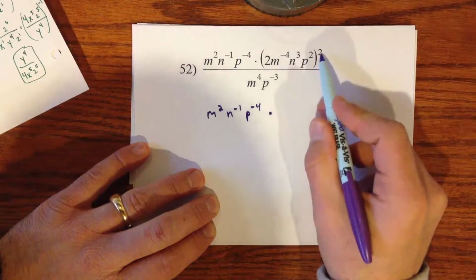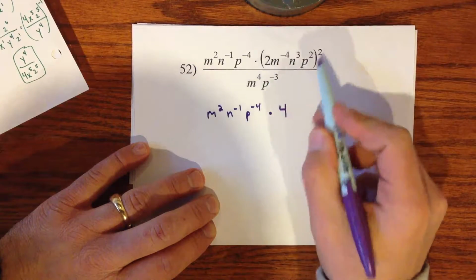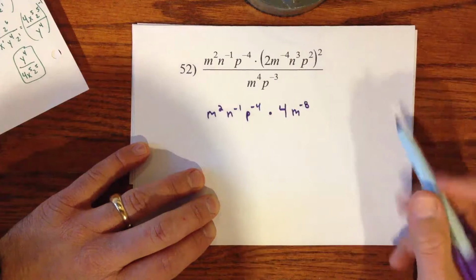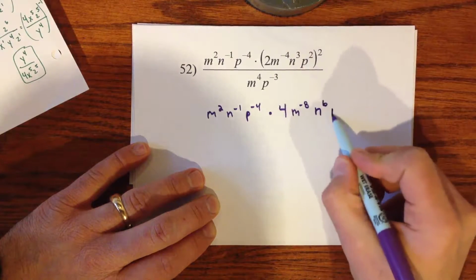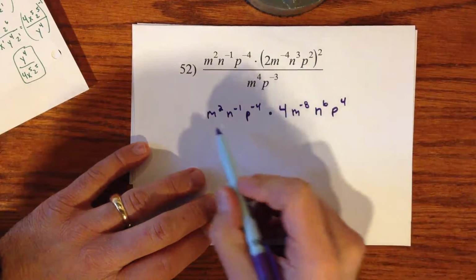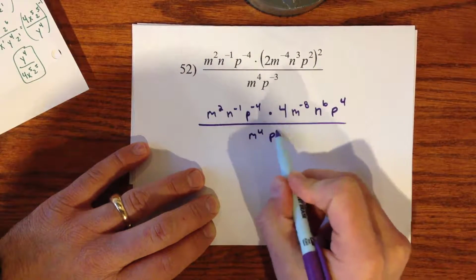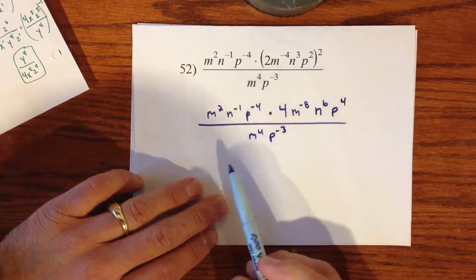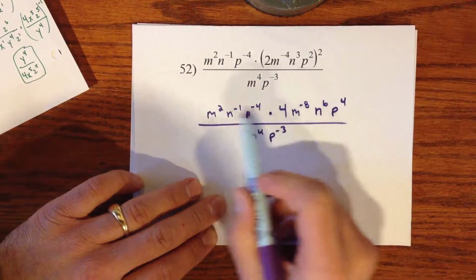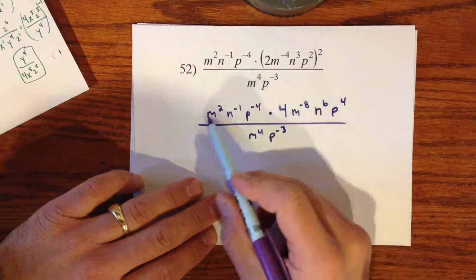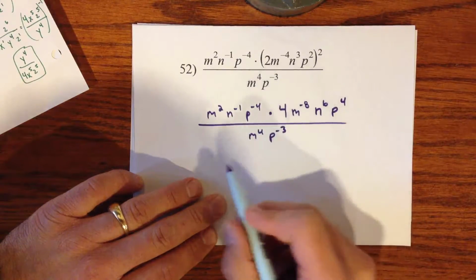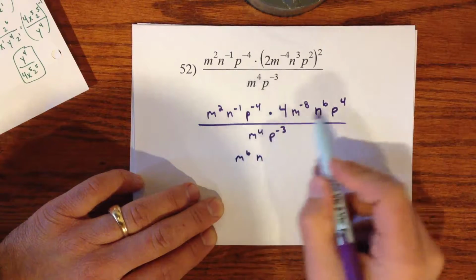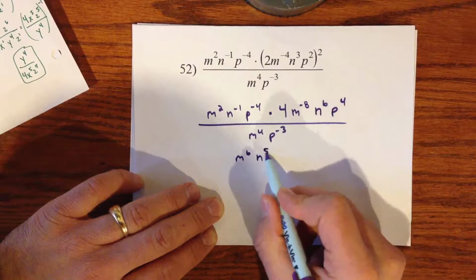I'm going to take everything in here to the second power. So that's 2 squared, that's 4. M to the negative 4th squared is m to the negative 8. So remember, just multiplying the exponents. So not too bad so far. And I'm going to put everything together that I can. So m squared times m to the negative 8 is m to the 6th power. N to the negative 1st times n to the 6th is n to the 5th.